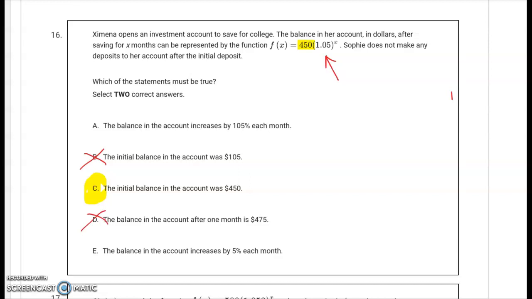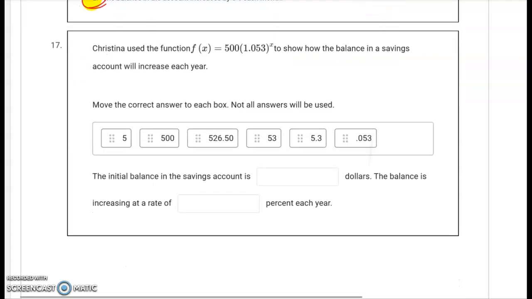It does not increase by 105%, guys. We started with 100. We ended up with 105%, but when you move the decimal over 2 places, that's how you get this. It actually was an increase of 5%. Okay. All right, so C and E are the correct answers. All right, let's go ahead and look at 17.